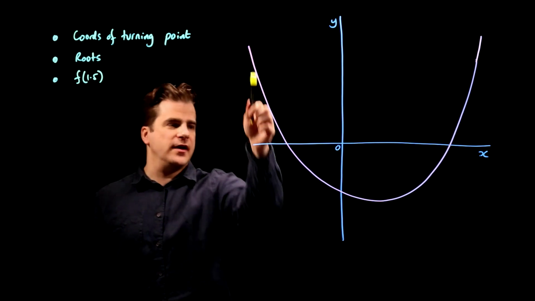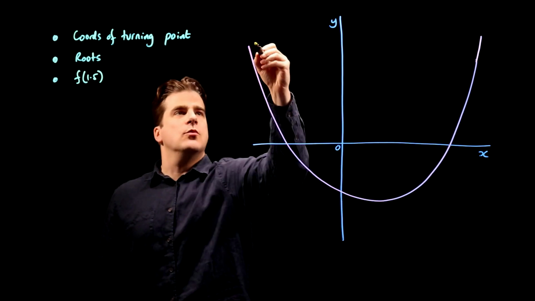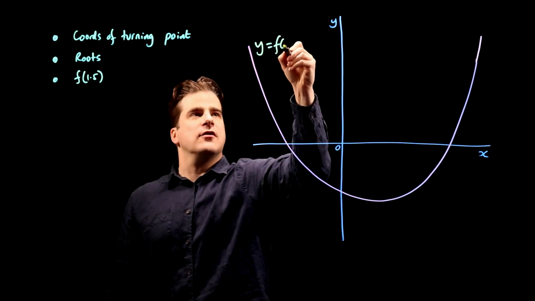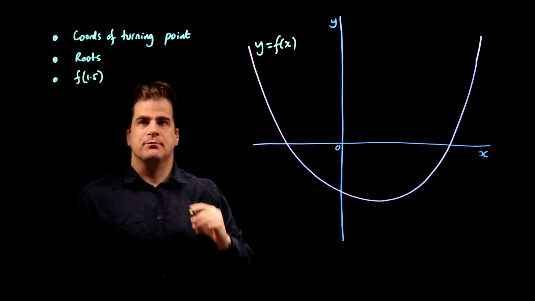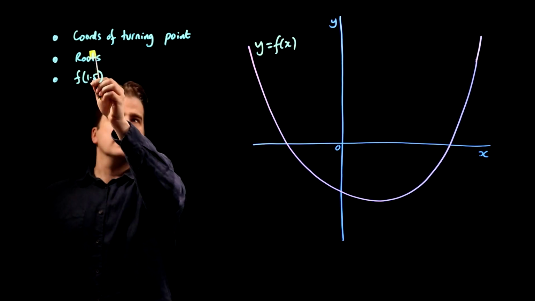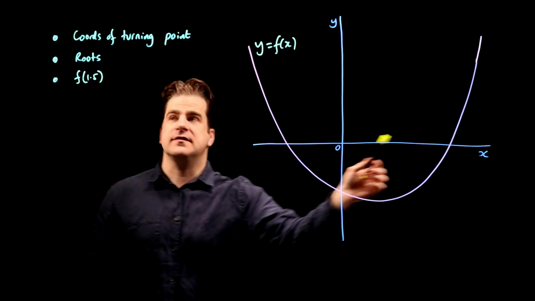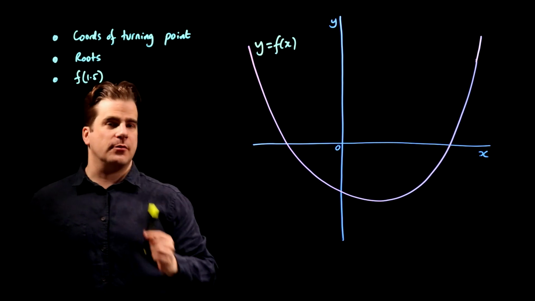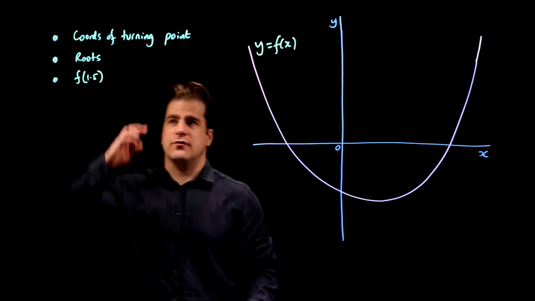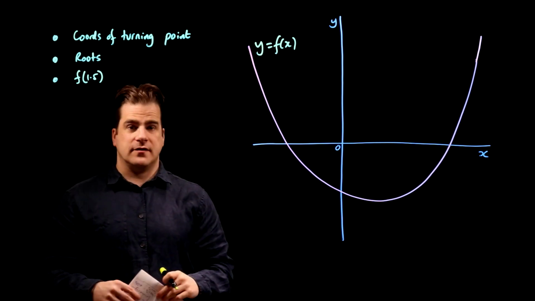Okay, we have a graph here of y equals f of x. And we have to give estimates of the coordinates of the turning point, the roots, and f of 1.5. Okay, so first, the coordinates of the turning point.